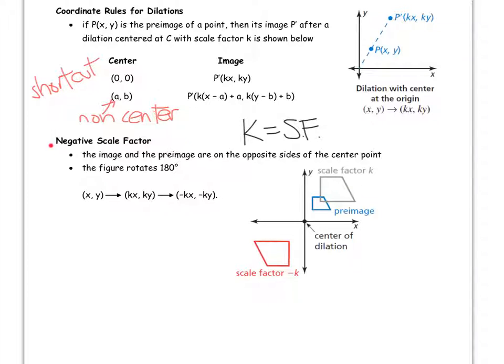In the instance that we have a negative scale factor, okay, the image and the preimage then are on opposite sides of the center point. So if this would be the center point, then they're going to be on, like it says, opposite sides. So basically the figure rotates 180 degrees, and that's going to be counterclockwise. Nothing absolutely changes when figuring out what the new image will be, because your K is going to be a negative value, but you still multiply it with the x and then the y.